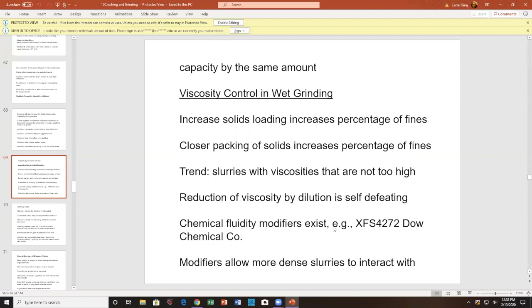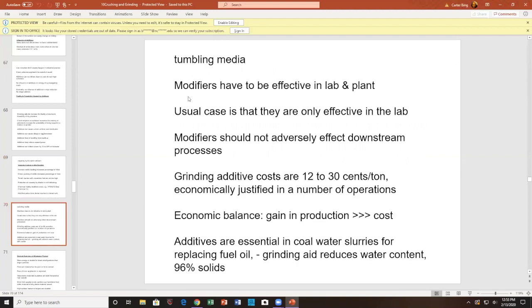Chemical fluidity modifiers exist. We got Dow. Modifiers allow more dense slurries to interact with the tumbling medium. Now, there's oftentimes chemistry that happens in the lab that doesn't happen in the plant. This is often the case. There's a discovery in the lab, but it doesn't scale, so it stays in the lab. So you want modifiers to be effective at both the lab and the plant. In usual cases, they're only effective in the lab. Modifiers should not adversely affect downstream processes.